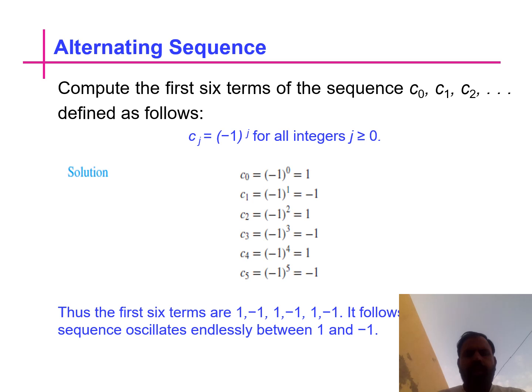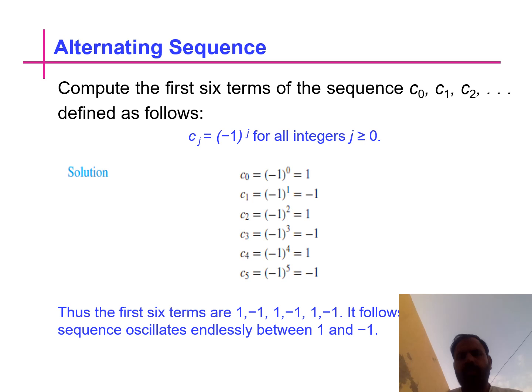If we say that we have to compute the first 6 terms of the sequence C0, C1, C2 and so on, defined as follows: Cj is equal to minus 1 power j for all the integers j which are greater or equal to 0. So we can say that C0, it means we have to put j is equal to 0, which is minus 1 raised to the power 0, which is equal to 1. And C1, we put minus 1 raised to the power 1, which is equal to minus 1. And similarly, C2 is equal to minus 1 raised to the power 2, which is equal to 1.